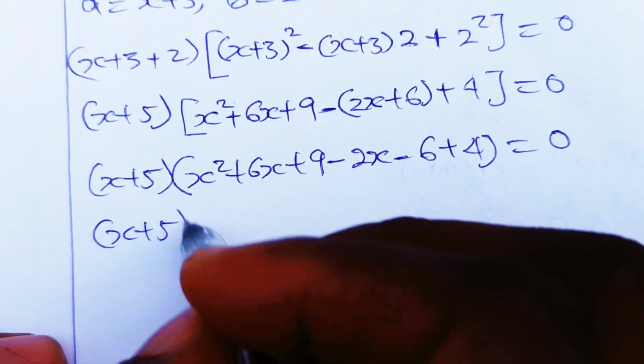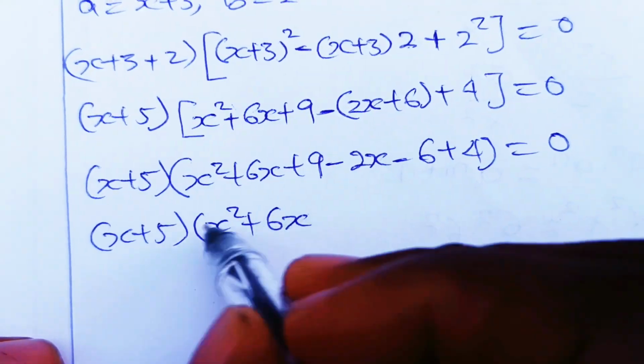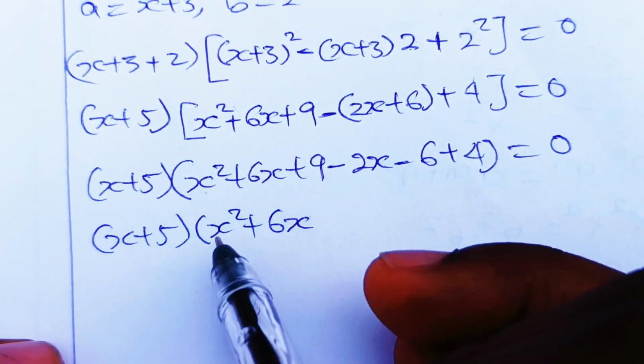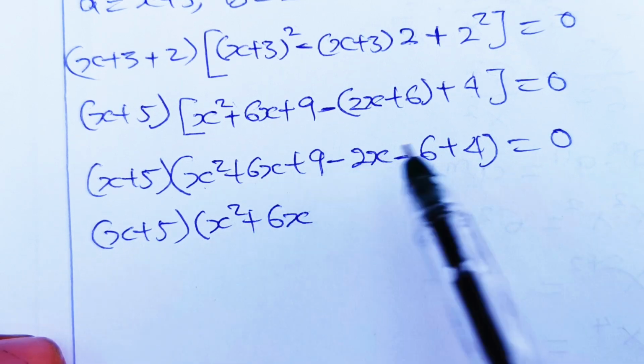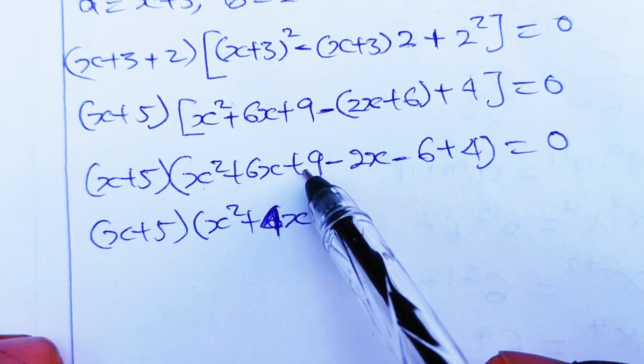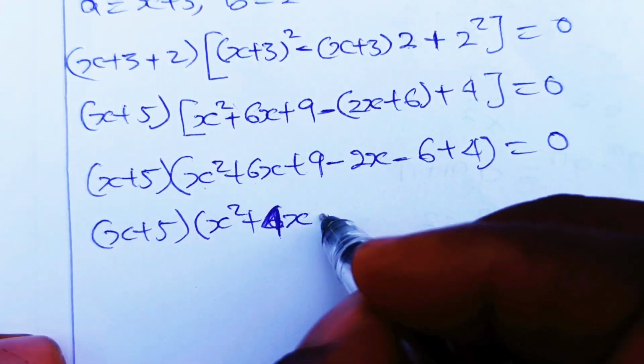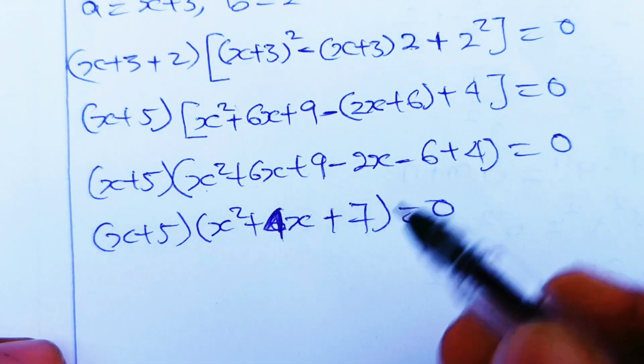So we have x plus 5 bracket x squared plus 6x. Now we have only one x squared, no problem. Now 6x minus 2x will give us 4x. All right, now 9 minus 6 will give us 3, and 3 plus 4 is 7. So plus 7 is equal to 0.